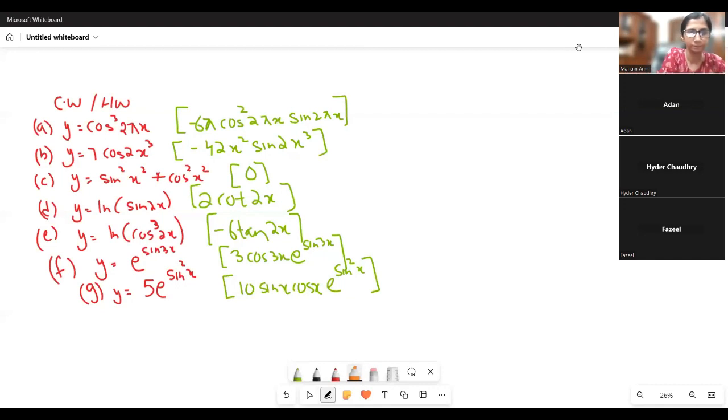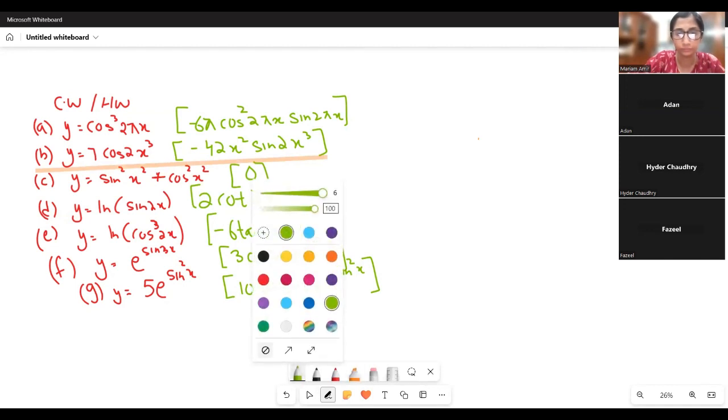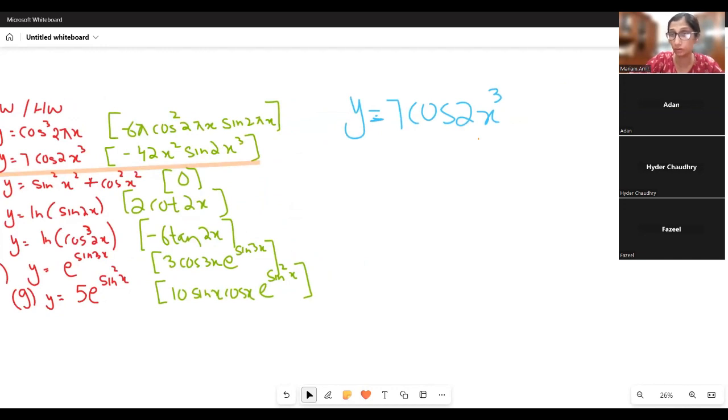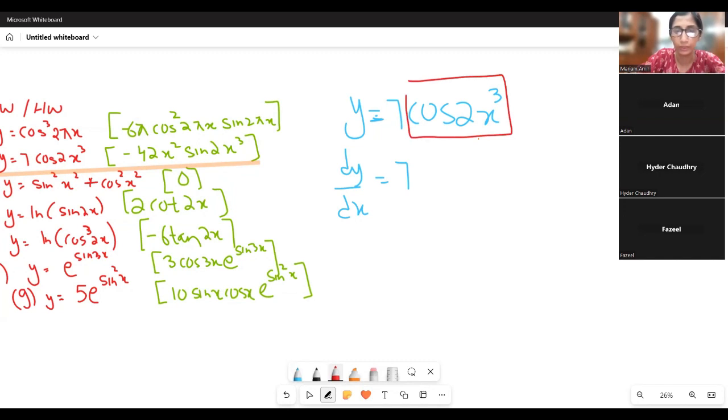Discuss part B. Let me copy the question again. It's y equals 7 cos 2x cube. Now notice that the cube is not on all of cos 2x. It's just on x. So this is not going to be power rule. The 3 is not coming down because it's not on all of fx. It's just on x cube. Okay, so when we derivate this, 7 is still 7. And now we have to derivate cos 2x cube.